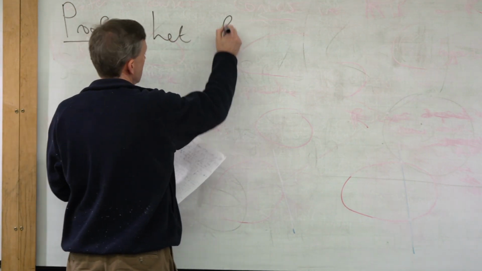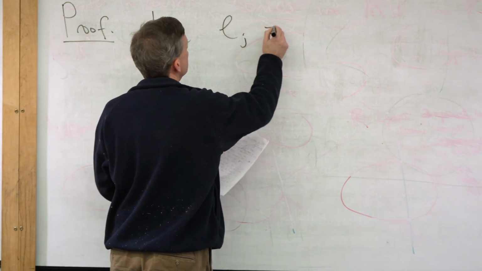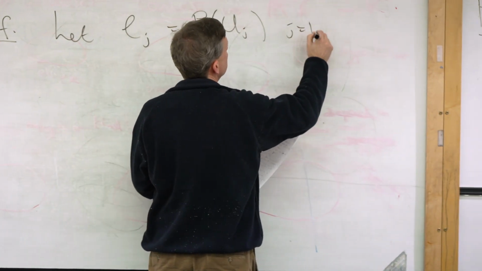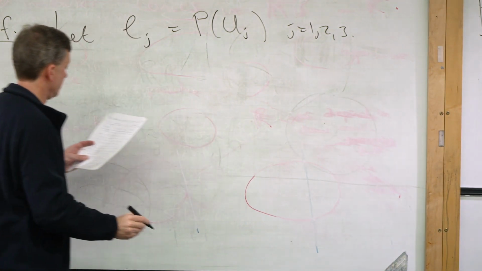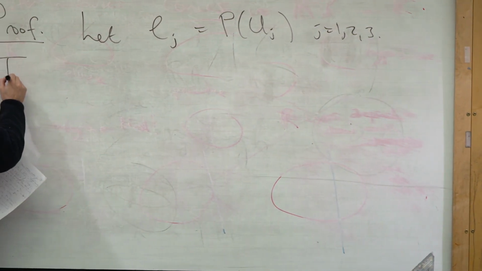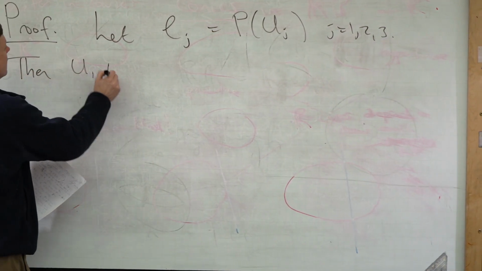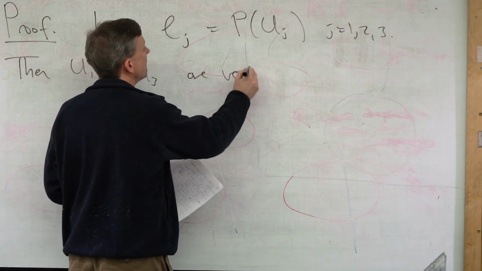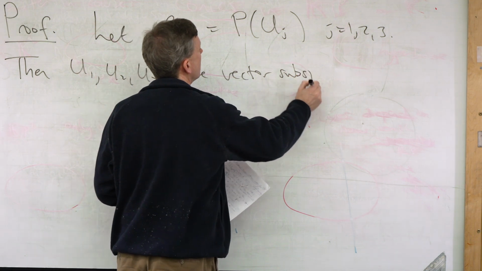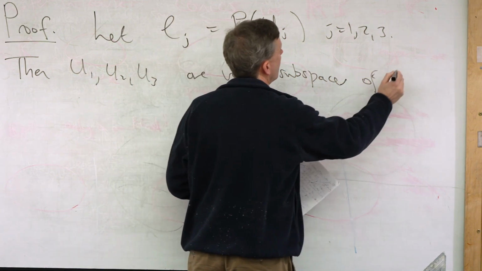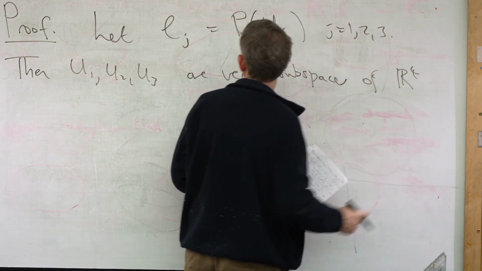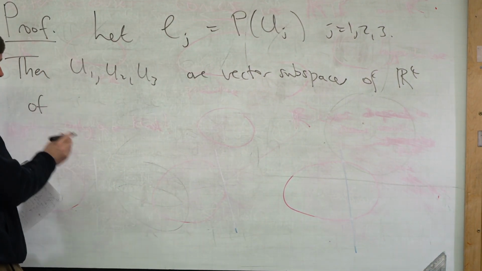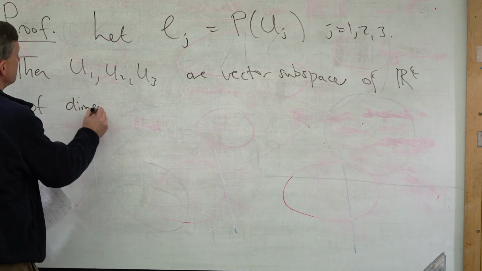So let Lj be the projective space of Uj for j equals 1, 2, and 3. Then U1 and U2 and U3 are vector subspaces of R4. And as these are projective spaces of dimension 1, the Uj's have dimension 1 more, which is 2.